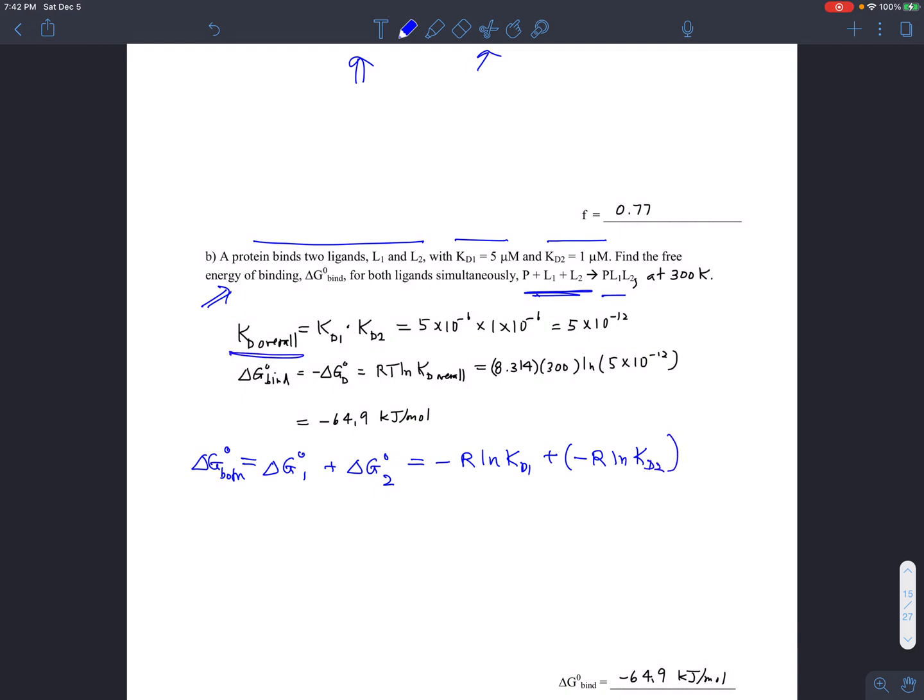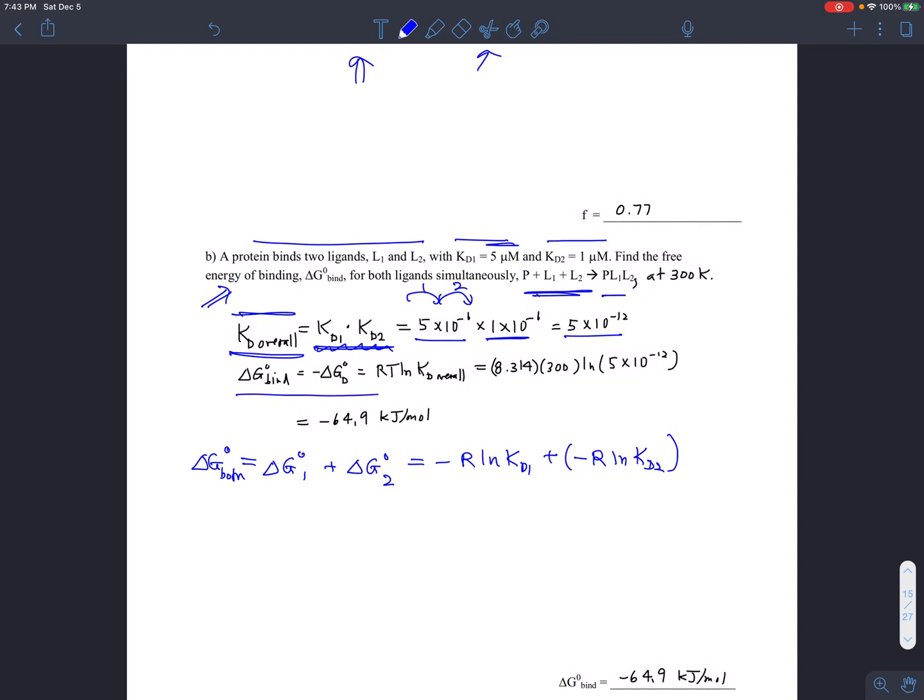Instead, I calculated the overall KD, which is the product of the 2 KDs, right? Because you can think of it as 2 reactions, the binding of ligand 1 and then the binding of ligand 2, and so the product of the 2 KDs is the overall KD. And that's 5 times 10 to the minus 6 for this KD, 5 micromolar, right? So that's why the 10 to the minus 6 is in there. And 1 times 10 to the minus 6 for the other one, which gives 5 times 10 to the minus 12 for the overall KD.